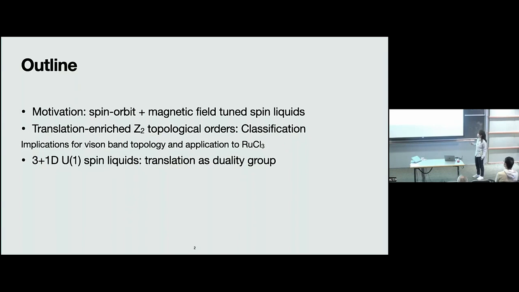And later we'll go to one higher dimension in 3+1D and discuss the symmetry fractionalization on both Z2 and U(1) spin liquid, but we'll focus on U(1) spin liquid. And in particular, we show that there is a construction of U(1) spin liquid where translation acts as the duality group for the electric and magnetic monopoles.